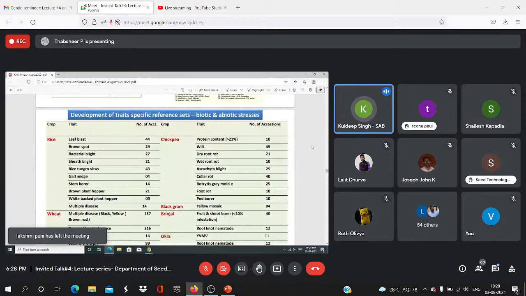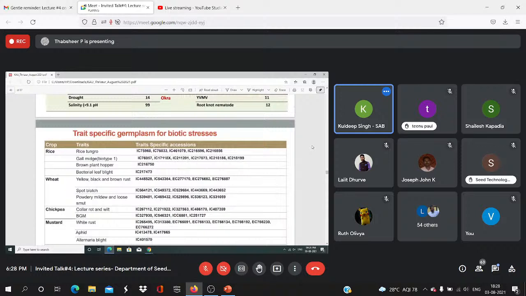Having said that, we are not only conserving, we are characterizing our genetic resources as well. A large number of those have been characterized in collaboration with most of the universities or the ICAR institutions. And we have a complete list of the trait-specific genetic resources well-defined with NBPGR. This is just glimpses of some of the major crops and the major diseases we have. You have the number of accessions available for that. This data is available at NBPGR. Next, please. Individual accession numbers for each trait are available. Next, please.